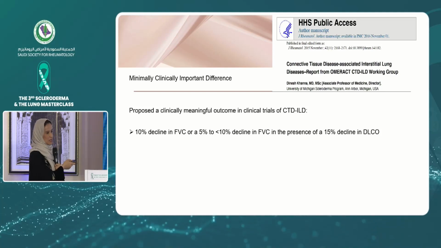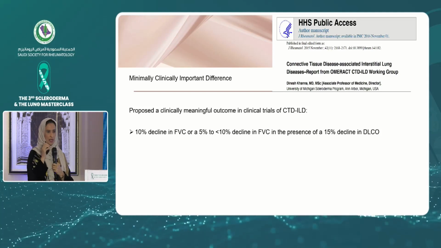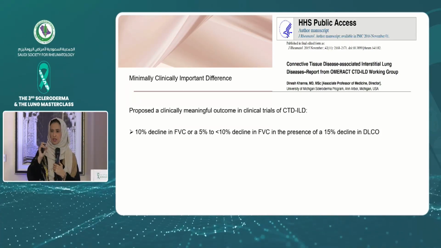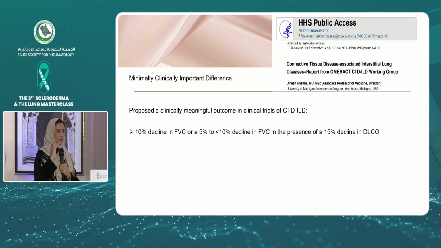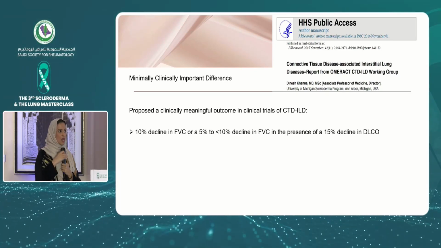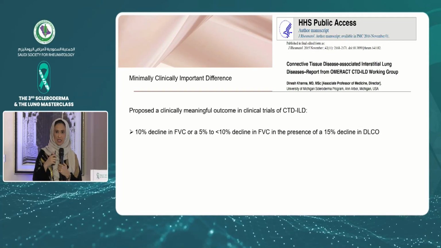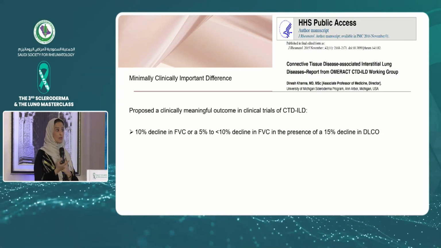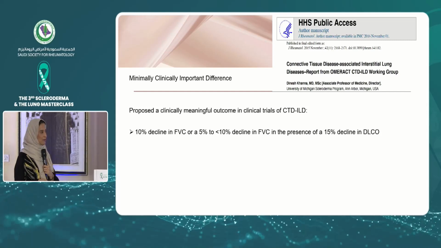Minimal clinically important difference, which means the FVC changed in the trials. What's the cutoff for that change being clinically translated into a good outcome? Either the CT improved, the patients feel better, or the patient-reported outcome has improved.